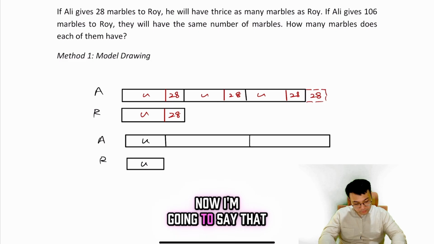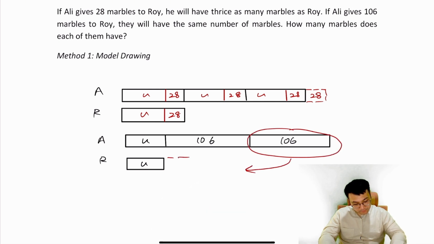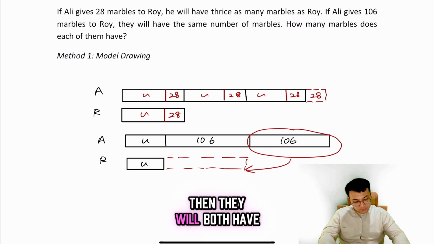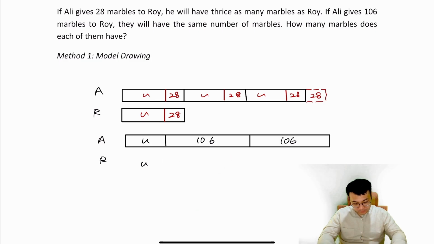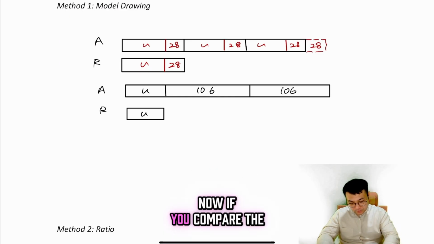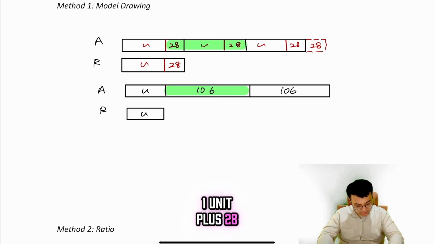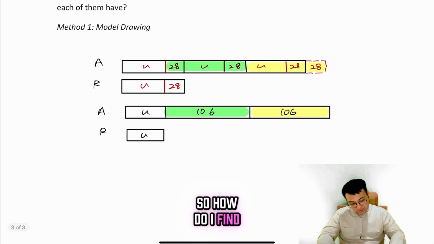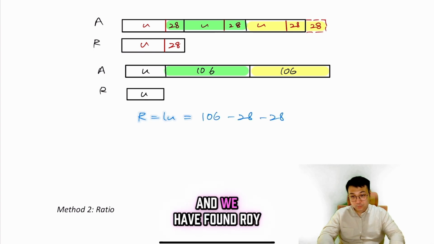Now, I'm going to say that if Ali gives 106 marbles to Roy, then they will both have the same amount of marbles. So now you know why I'm drawing the model like that. Okay? Now, if you compare the two models, do you notice that 106 is equal to 28 plus 1 unit plus 28? 106 is equal to 1 unit plus 28 plus 28. So how do I find the amount of marbles that Roy has? Roy, 1 unit. So how do you find 1 unit? 106 minus 28 minus 28.